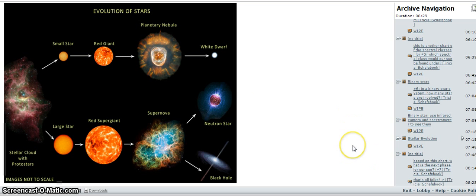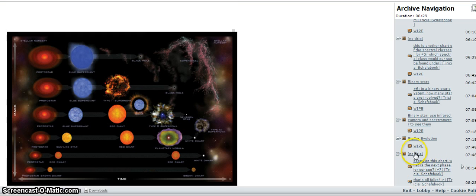This is a chart showing general evolution of stars from the nebula cloud all the way out to final stage. And this is the last chart I'm going to show you. Based on this chart, what is the next phase that our sun would go through? That is going to be your last question. That is question number 7.